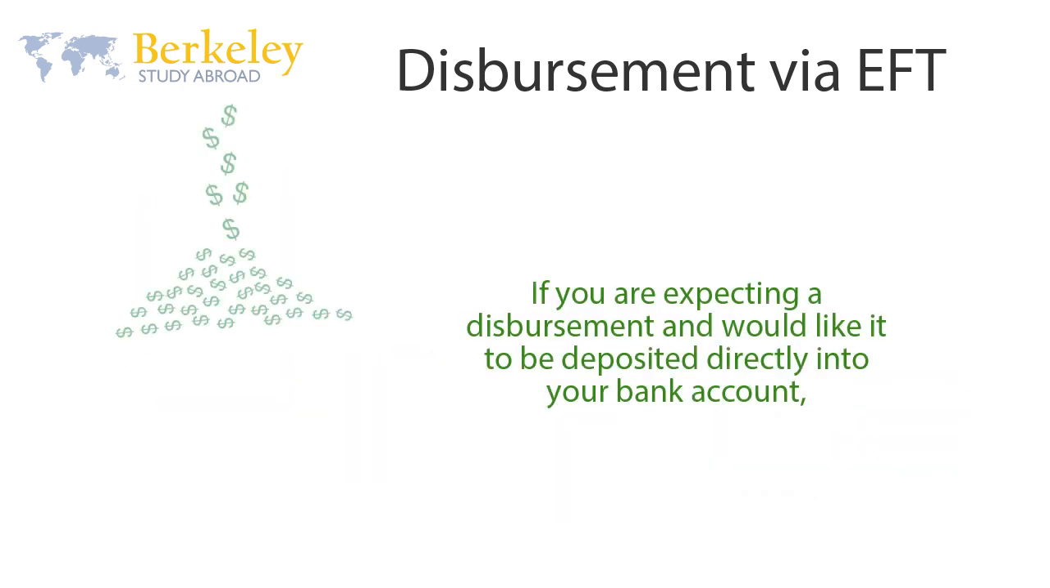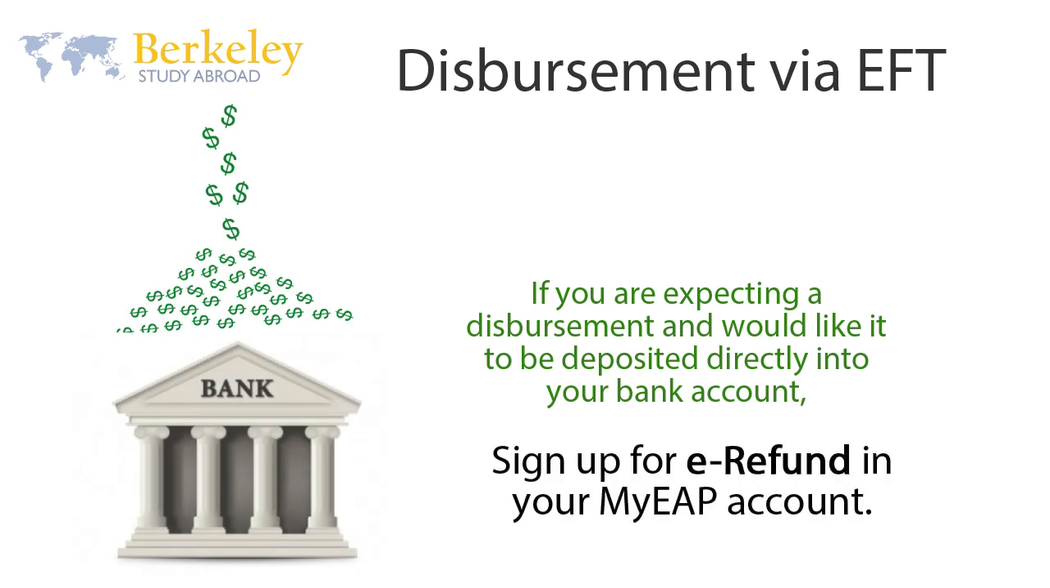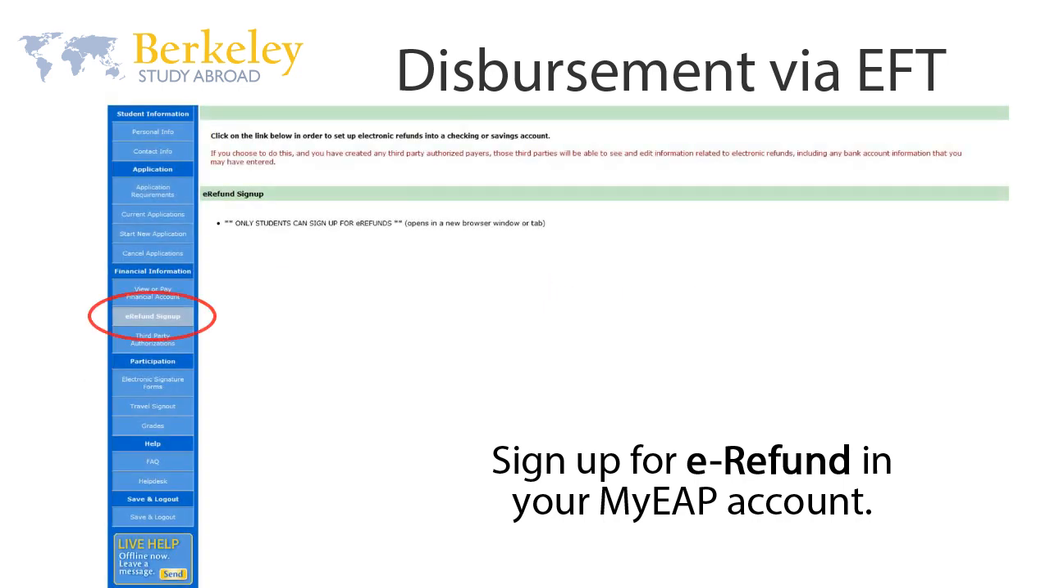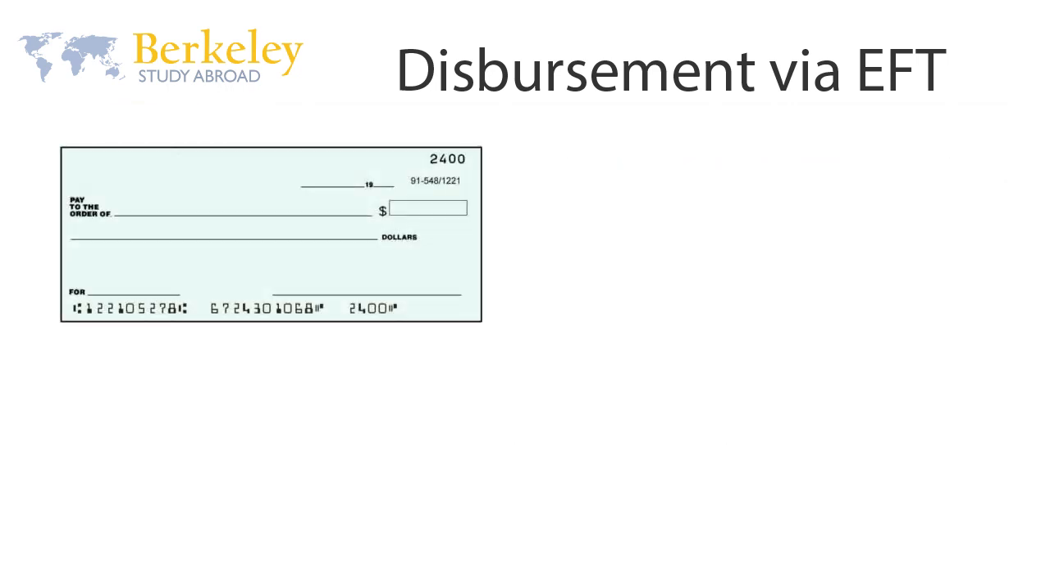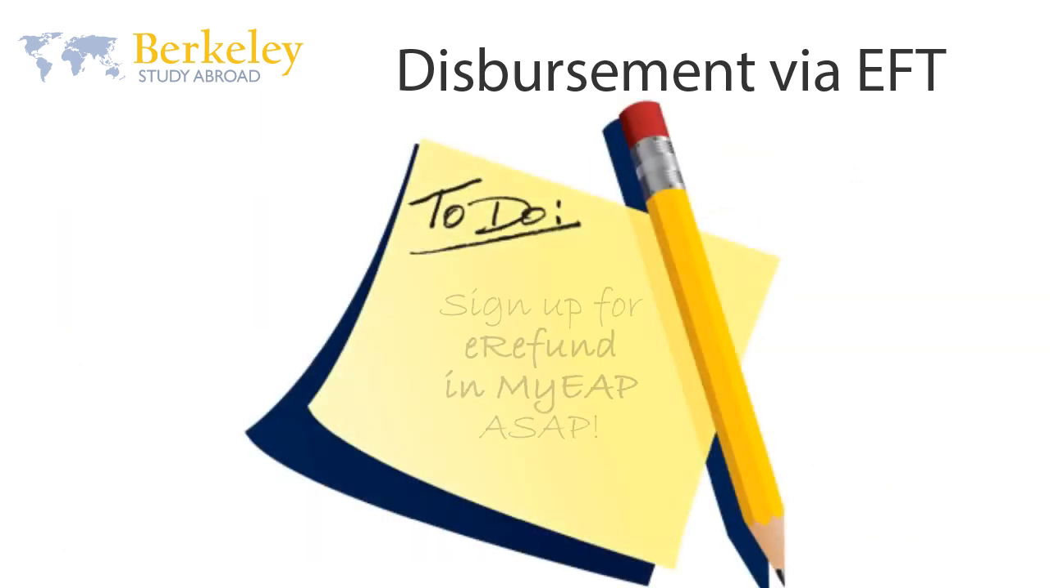So if you are expecting a disbursement and would like it to be deposited directly into your bank account, it's critical that you sign up for e-refund in your My EAP account. If you don't sign up for e-refund, your financial aid funds will be dispersed in the form of a paper check and mailed to the U.S. financial address you listed in My EAP. We encourage all students to sign up for e-refund as soon as possible to ensure the timeliest disbursement of financial aid funds.